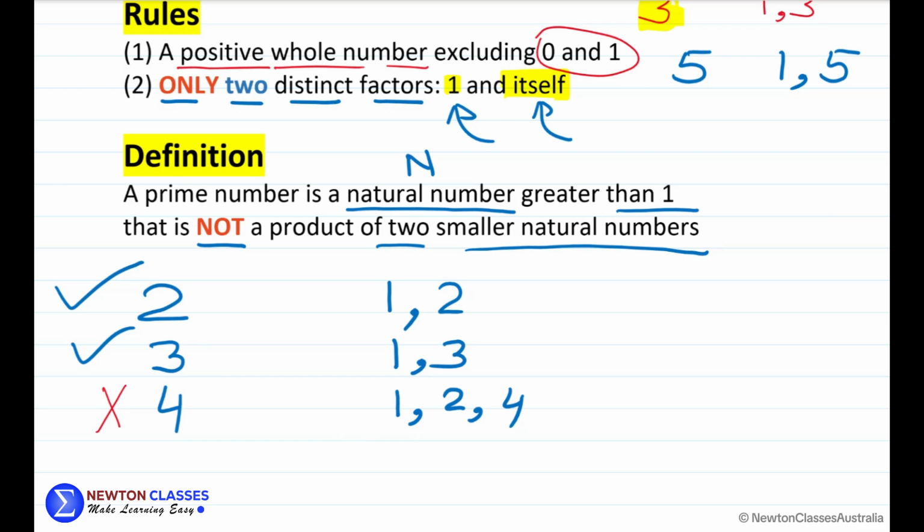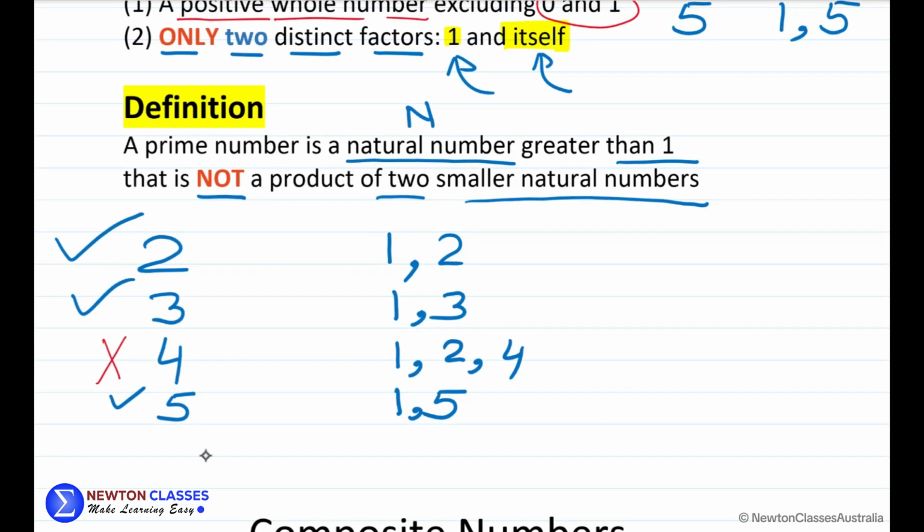Let us move on. Next one, 5. How can we divide 5? We can divide 5 by 1 and 5. Therefore, it is a prime number. Let us take one more example. 6. Yes, 6 can be divided into more than two factors: 1, 2, 3, and 6. Therefore, 6 is not a prime number.